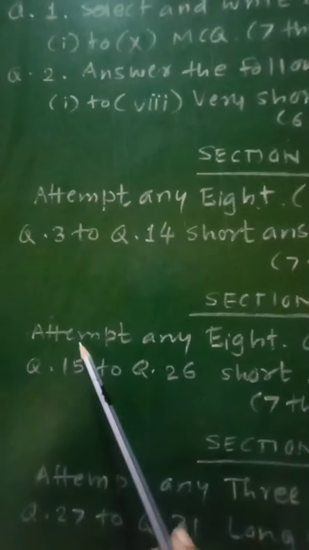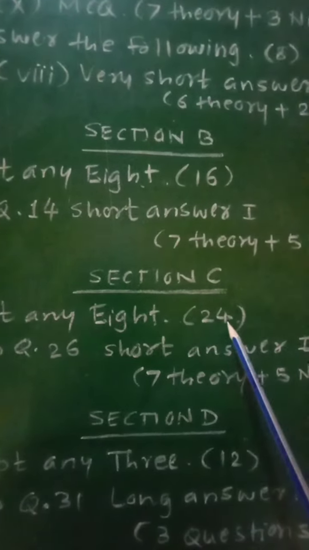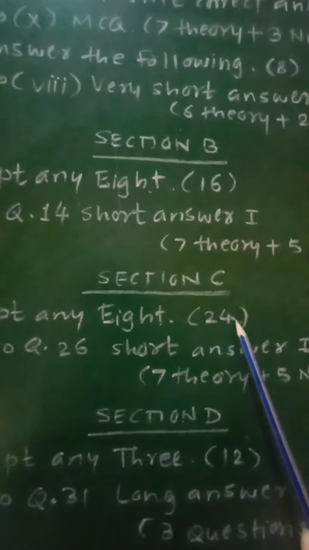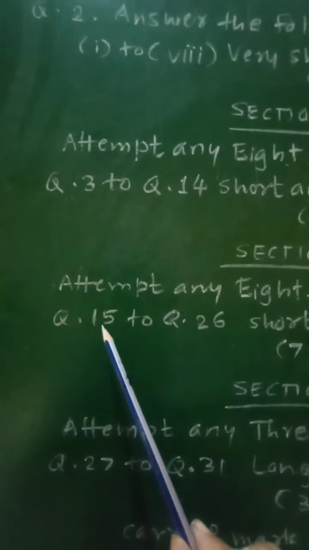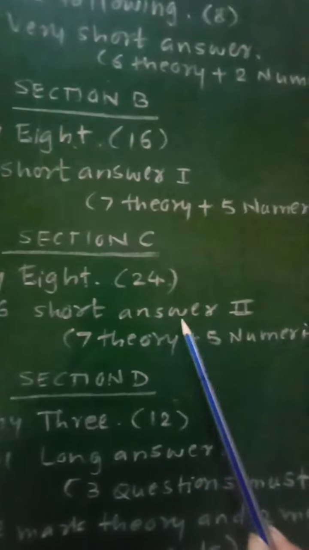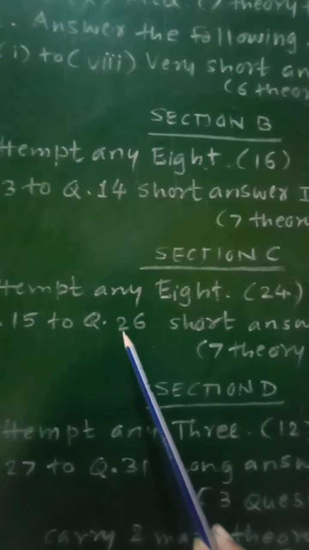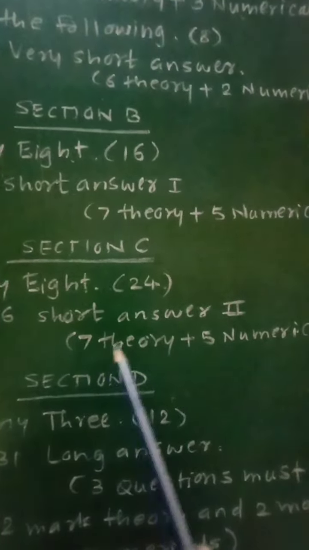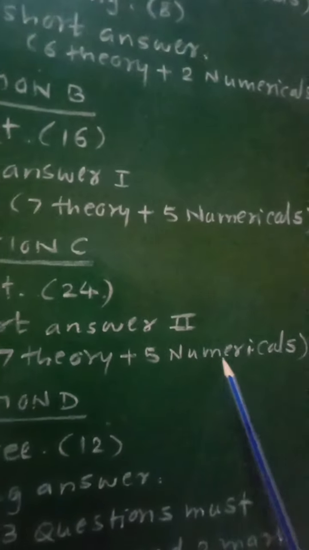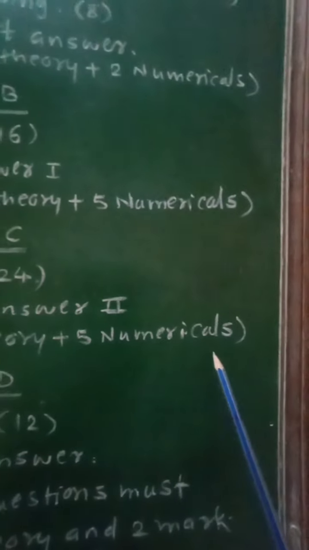Then let us see section C. In section C, attempt any 8. It will carry 24 marks. In this case, question number 15 to question number 26 will lie, which will be short answer 2 type questions. Again, question number 15 to 26 will have 7 theory questions plus 5 numericals.